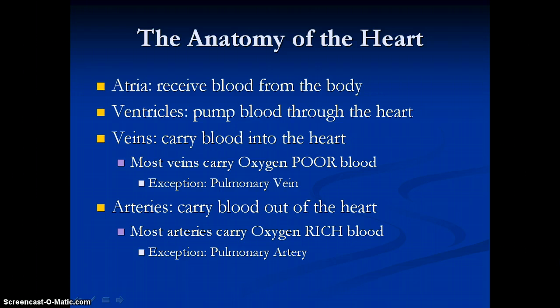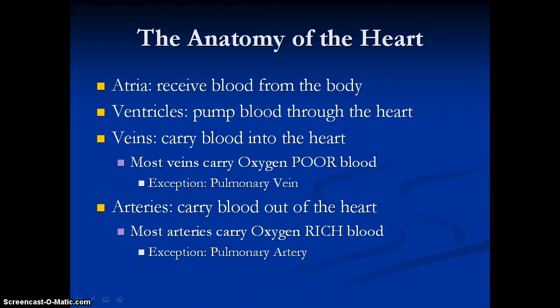Anyway, the heart muscle is composed of two major chambers, the atria and the ventricles. There are two of each. There's a left and a right atria and a left and a right ventricle. The left atria receives blood from the body. Well, atria in general receive blood from the body. And then ventricles pump blood through the heart.